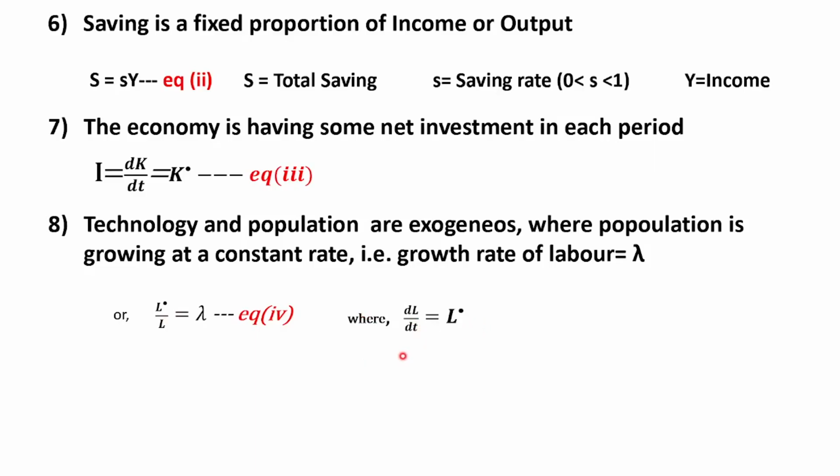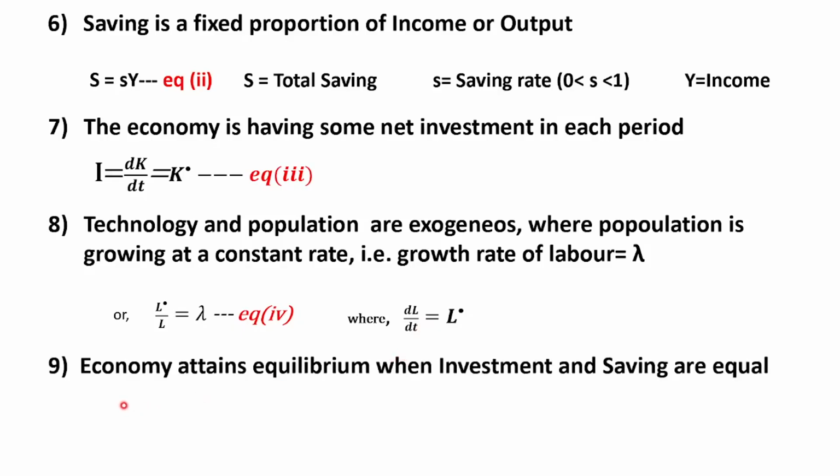So now let's go to assumption number 9. It states that the economy attains equilibrium when investment and saving are equal. So here we know that S equals I. S is replaced from equation 2 and I is replaced from equation 3. So our final equation 5 is sY equals K dot, with respect to time. So this is our equation 5.